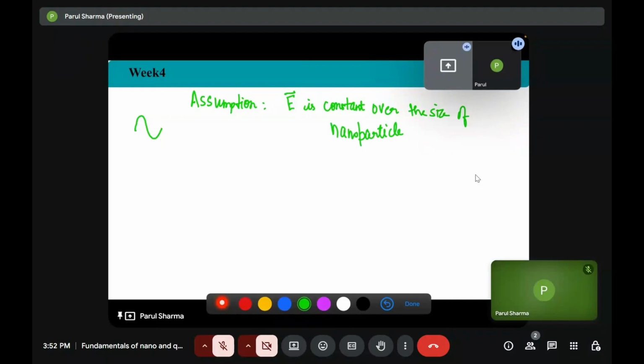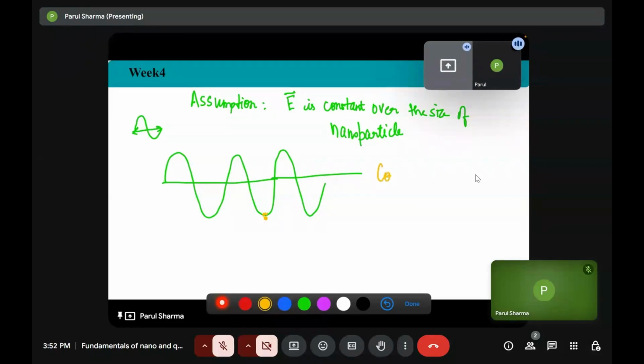What does this mean? We can see that this is a wavelength. If the wave is propagating like this, and we have such a nanoparticle, in this case the electric field is always constant. This is valid under a condition. What is the condition for this approximation? That is D is much smaller than the wavelength. This is my quasi-static, QS, approximation.